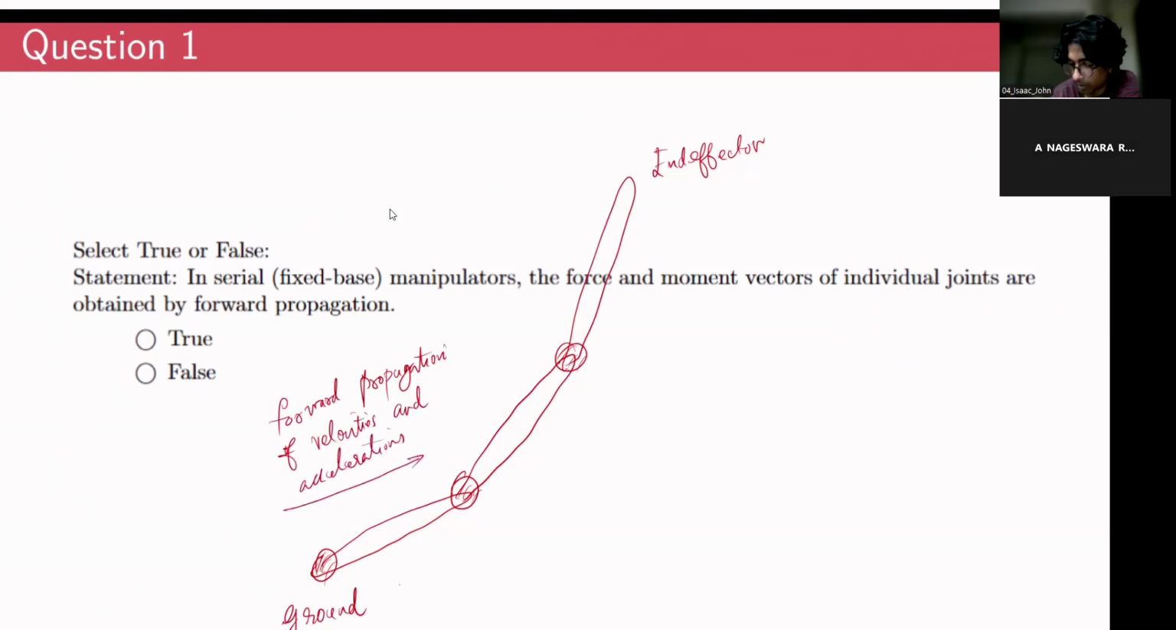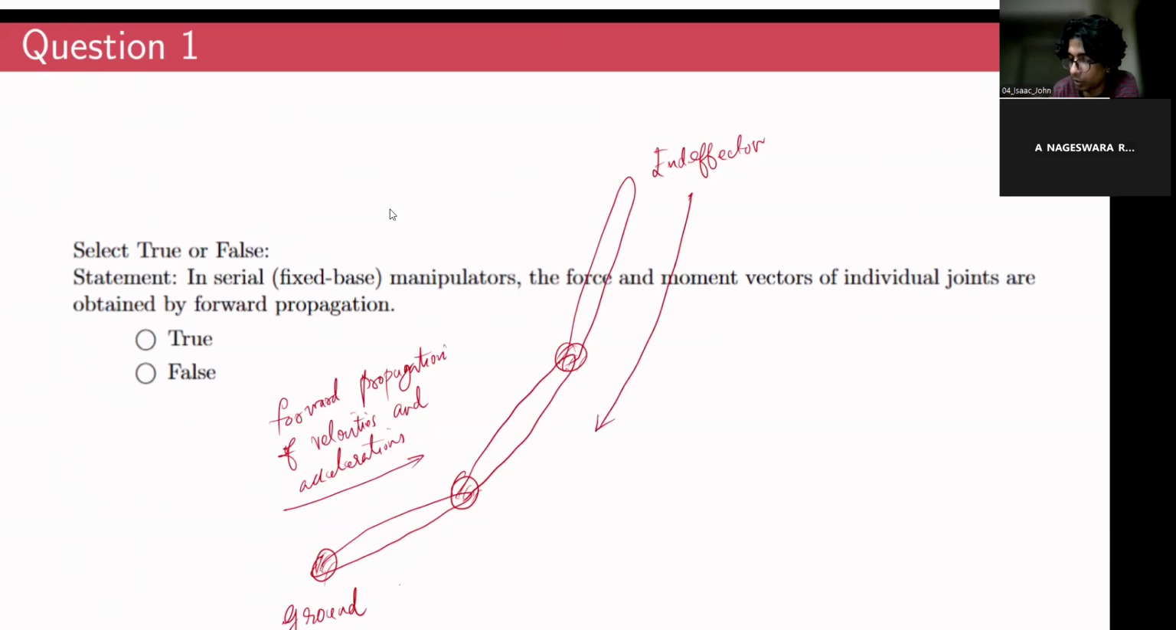Starting from the ground frame all the way to the end effector frame. And once you have obtained the velocities and accelerations, the next step would be to compute the inertial forces and moments, right? Using Newton's equations and Euler equations of motion. Once you obtain the inertial forces and moments, then you do the backward propagation, right?